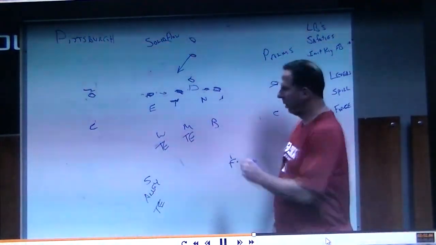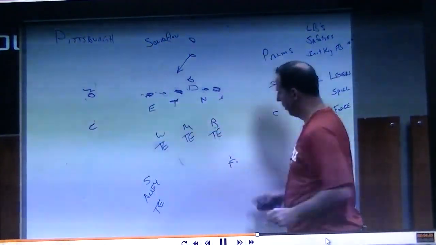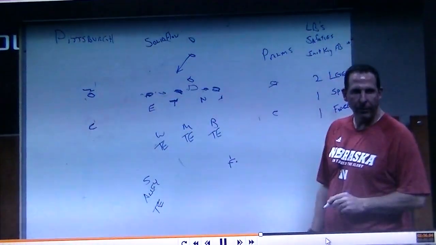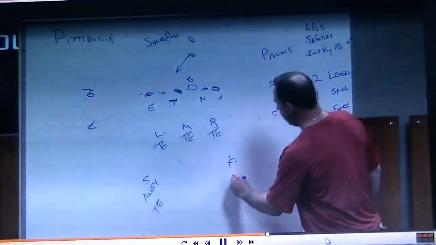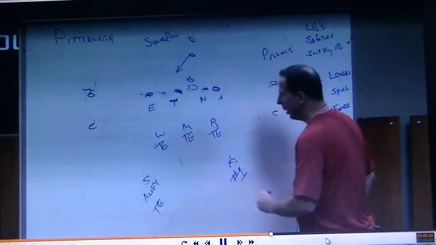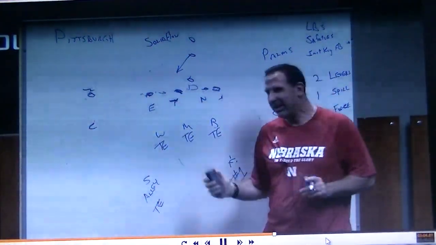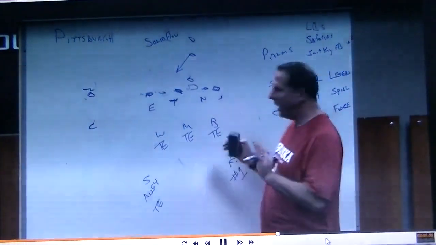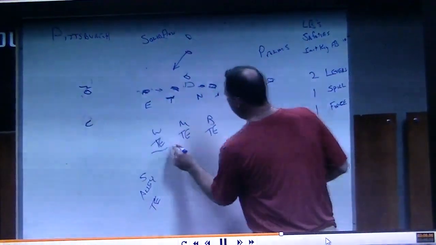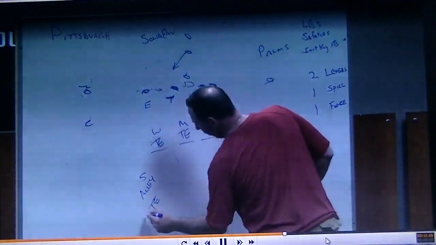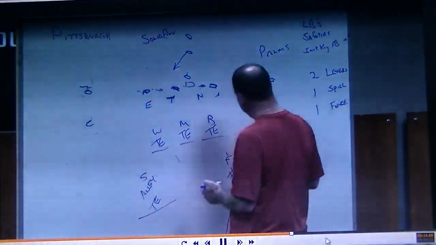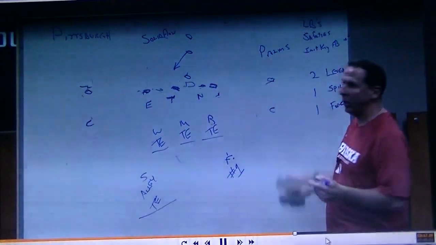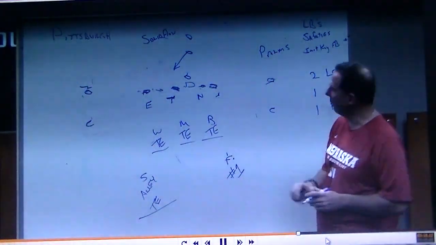Buck. Free safety. There you go. And you go to number 1. It's pretty simple. Okay? Now, below that, so we know if it's solid, everybody's going to the tight end with the exception of the free safety who transfers his eyes out to the X.